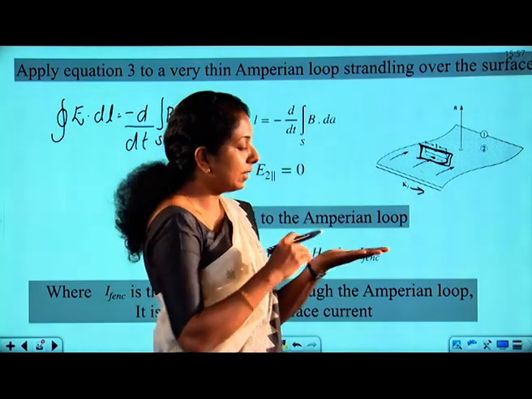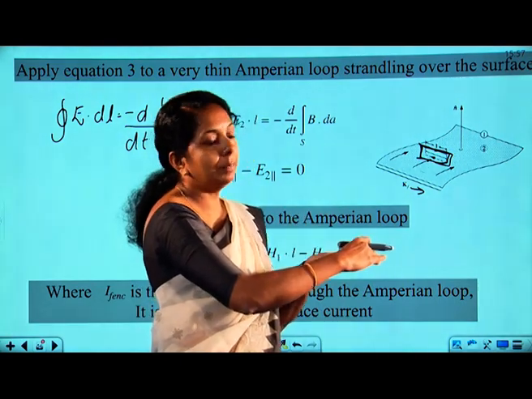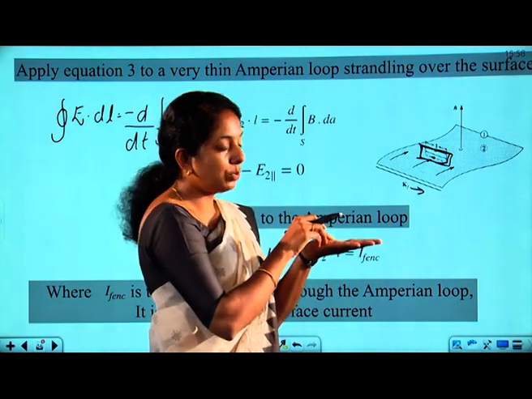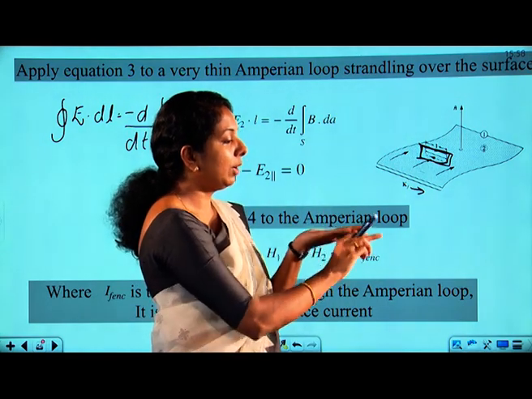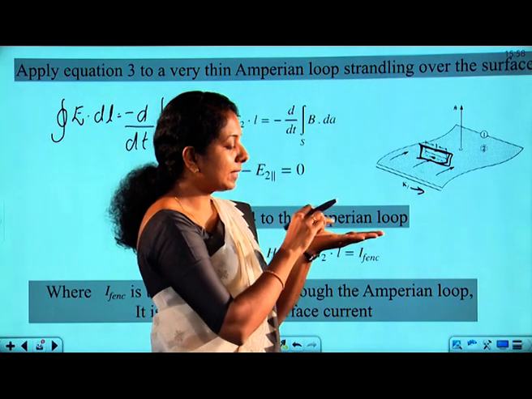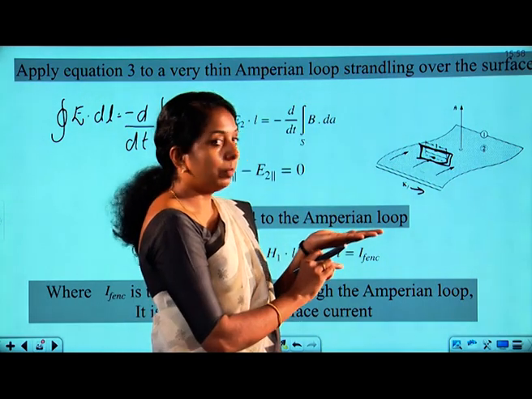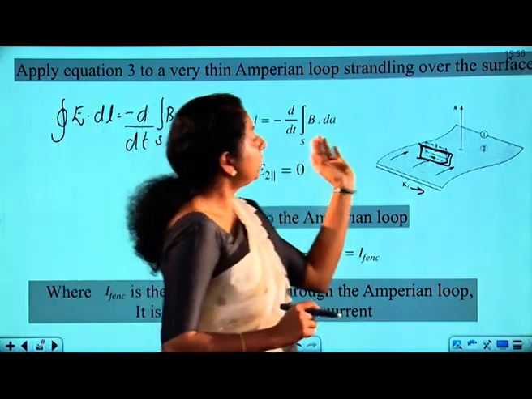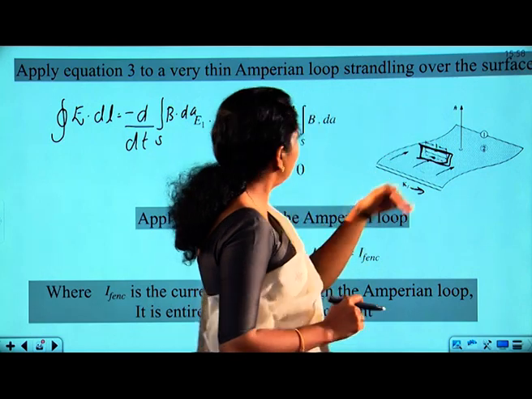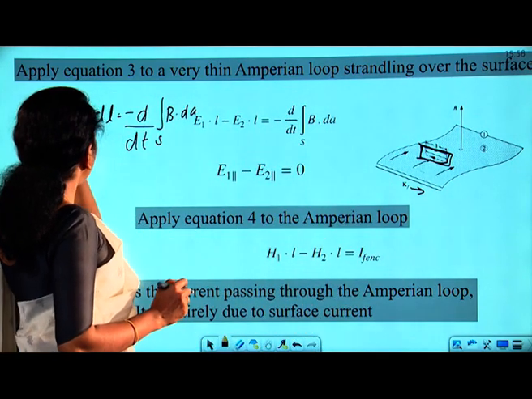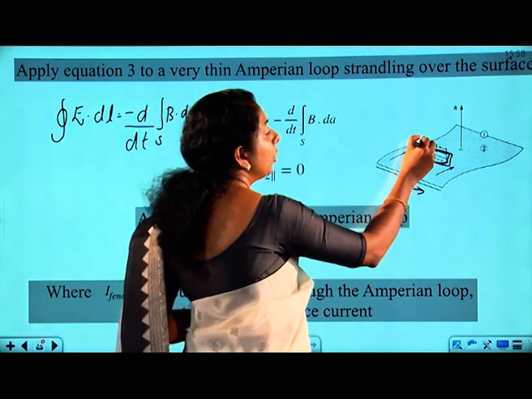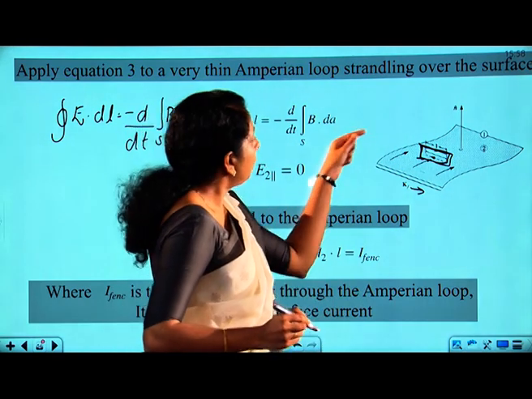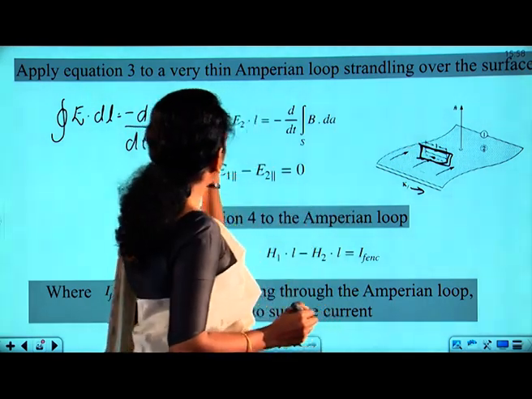The plane sheet has some surface current density, and the current is flowing over this surface, and we are choosing an Amperian loop perpendicular to the surface. So, part of the Amperian loop lies upward and part of the Amperian loop lies downward. So, E1 dot L. We are projecting E1 over the length of the loop here, because we need E dot dl over a closed loop. That means we need the contribution of E over the entire length of that loop. Here we are projecting towards this direction, that is E1 dot L.